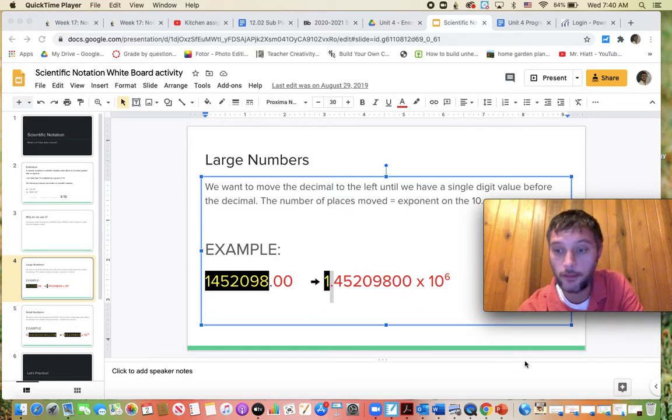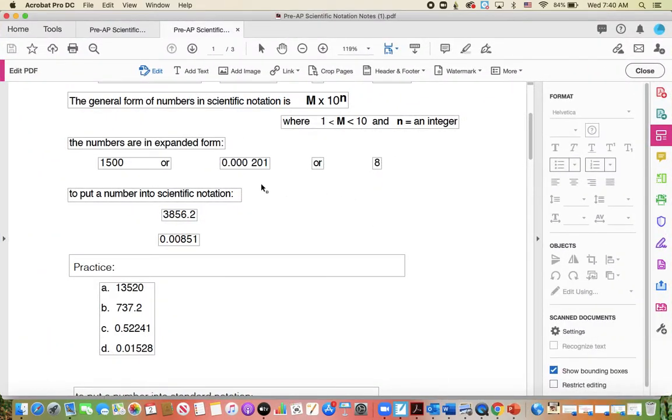So at this point, let me jump over to your notes. At this point, we should be right in here-ish. I've given you that standard form, and here are some numbers in expanded form or standard notation. And then here is where we are right now. So we should be able to move this decimal.